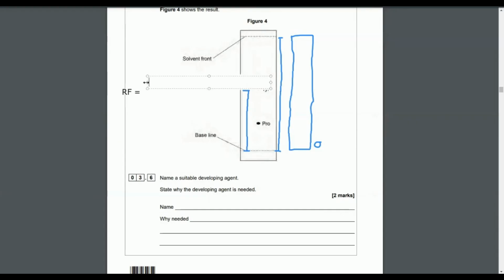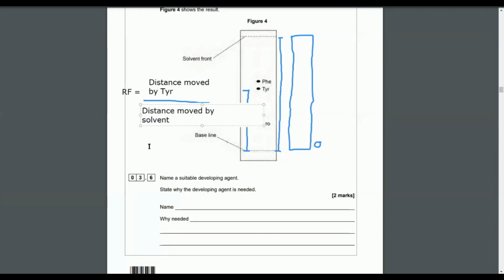And the equation to do that is distance moved by TYR, divided by the distance moved by the solvent. And that gives you the RF value. And your RF value here is going to work out to be 0.54. You can see that it's moved just over halfway. You should never get an RF value greater than 1, because your mixture cannot have a greater affinity to the solvent than the solvent does to itself, essentially. And here we go. That's the final mark of that question.